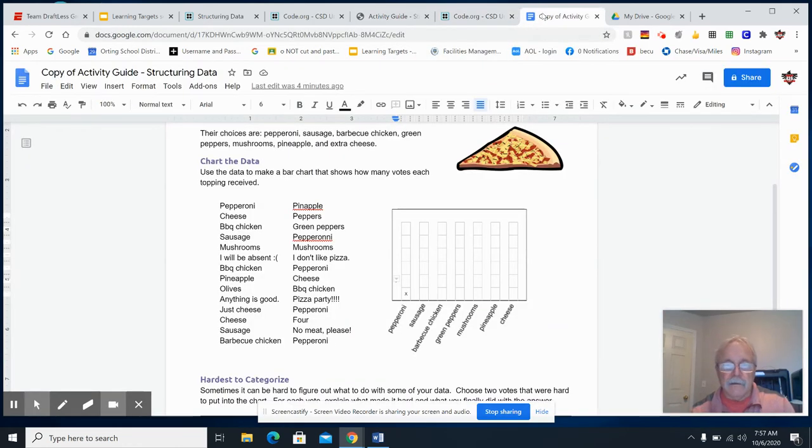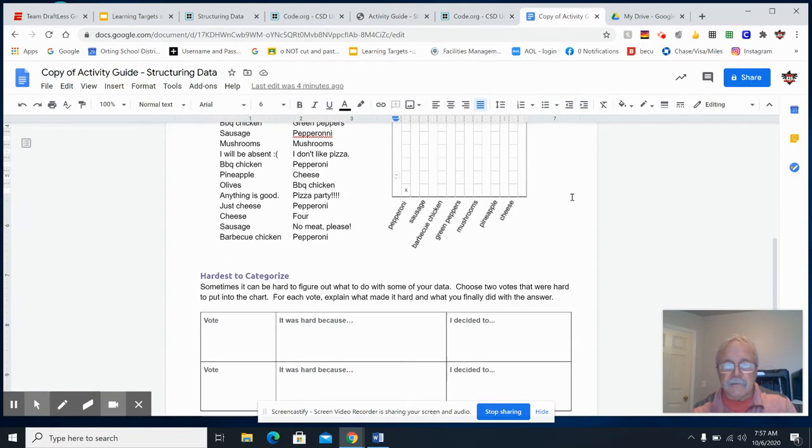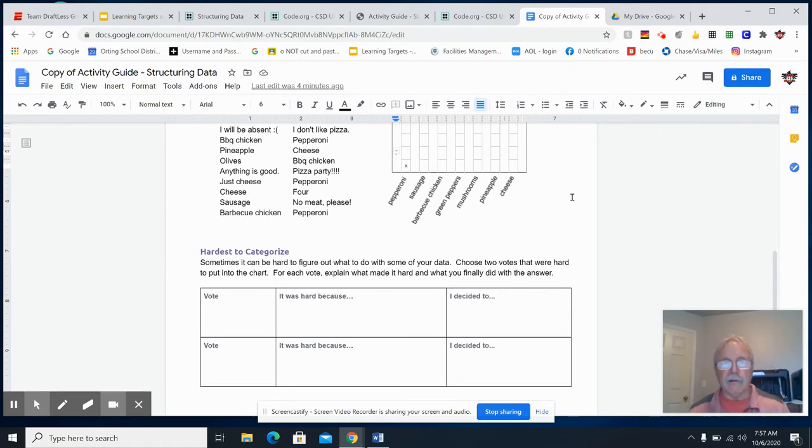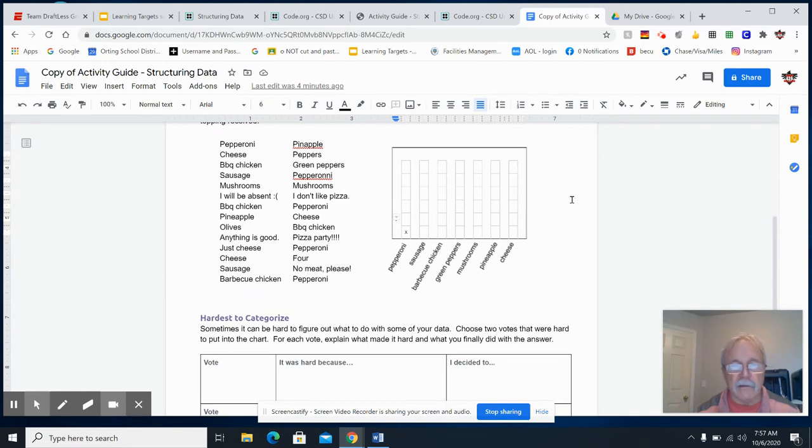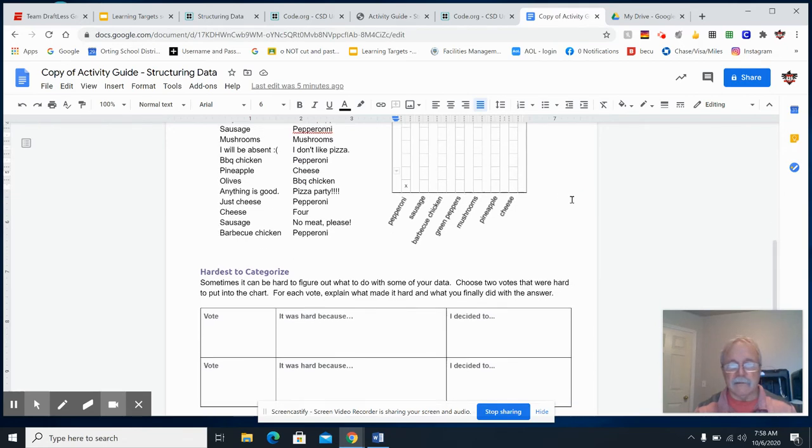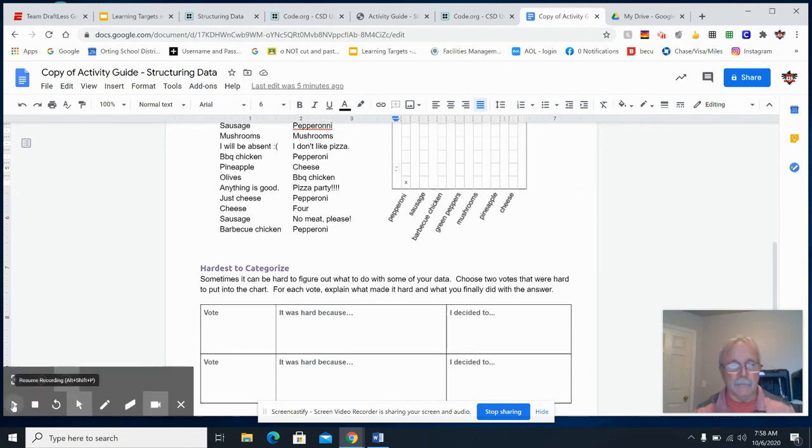Activity guide right there. Okay, so let's look at that first. Sometimes it's hard to figure out what to do in some data. Choose the 2 votes that were hard to pull into the chart. For each vote, explain what made it hard and what you finally did with the answer. Okay, which one were the hardest? Which one were the hardest toppings or the hardest results from your survey to do something with? So go ahead and spend a couple minutes, write those in, and we'll come back.